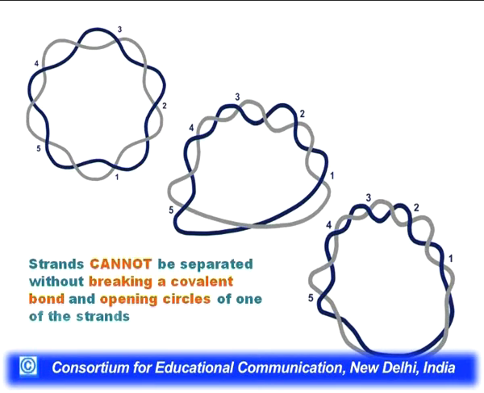No matter how much you distort the molecule, you cannot separate these two strands until you cause a break in the covalent bond and one of the strands opens the circle. That's the only possible way, and that is why it is said to be topologically constrained, because these twists, the coiling, cannot change, and to separate these two strand molecules, one of the strands has to be broken and only then can the two separate out.